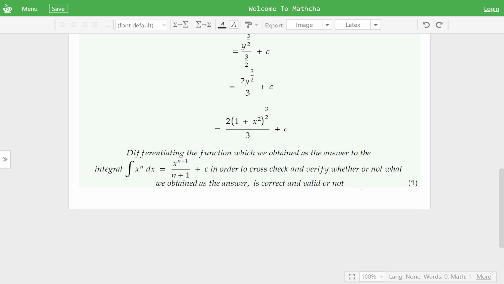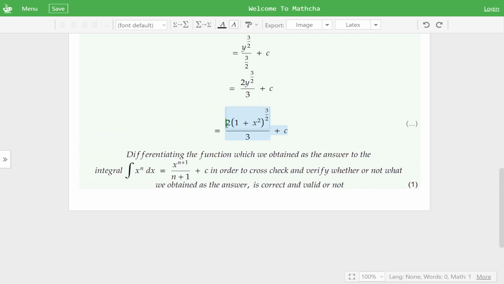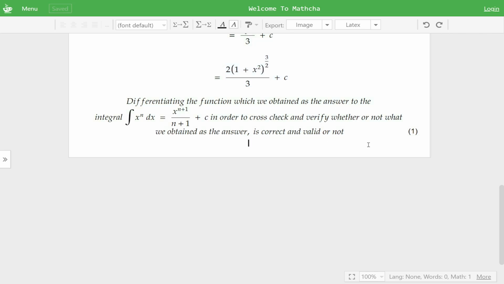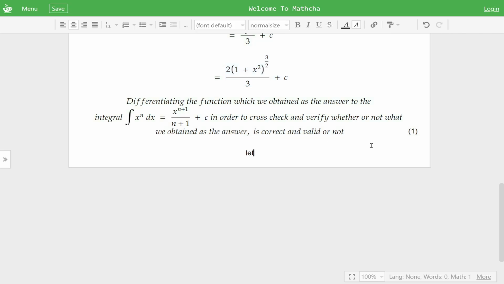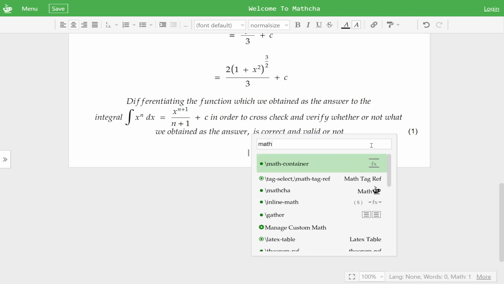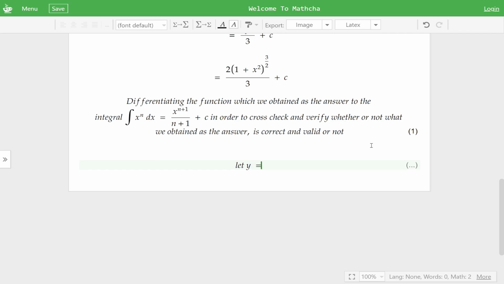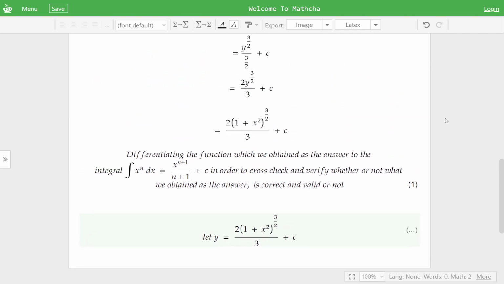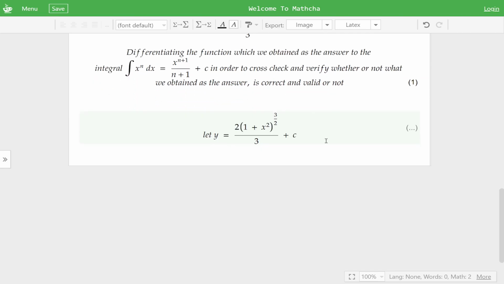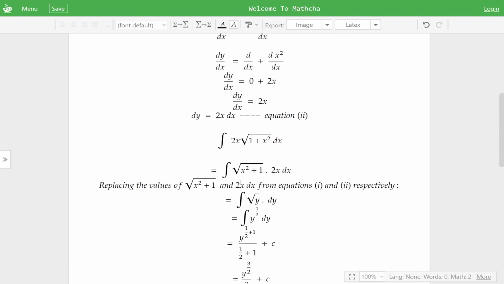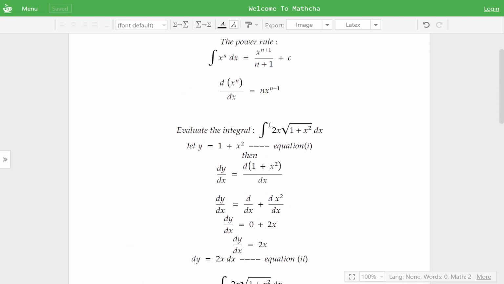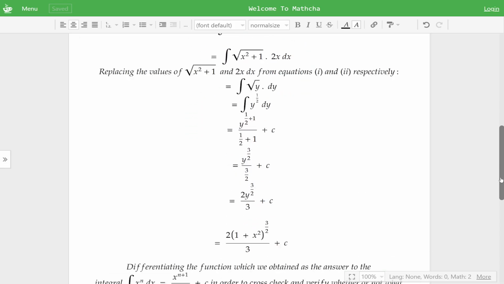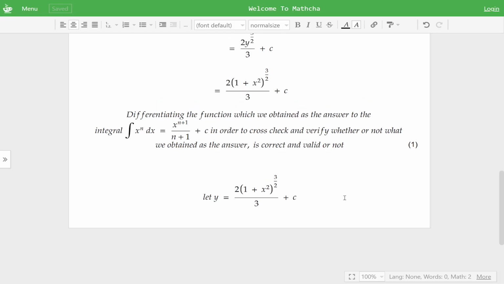Okay. So we are now going to be differentiating this function. So let y be equal to this. Right? Now we are letting this equal to y, and do not confuse this y to this y, okay? You should not confuse these two. So this is a simple question.